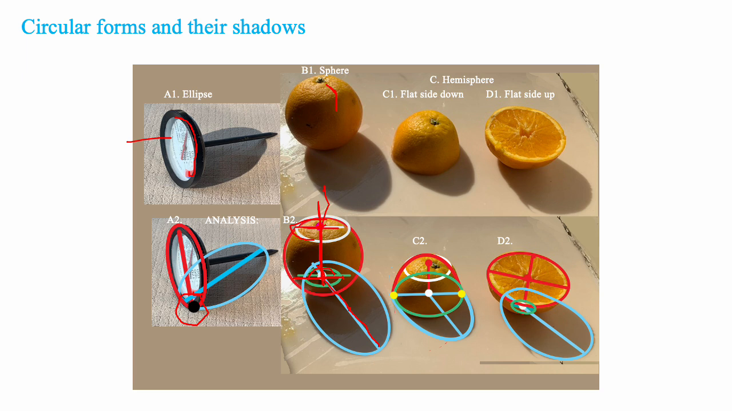When the orange is flat side down, it meets its shadow at 2 points, and the major axis of the shadow goes through the center of the form. If the flat side is up, it's a little more complicated, but the basics are there. The two major axes are parallel, so their minor axes line up, and the major axis of the shadow goes through the center of the base.